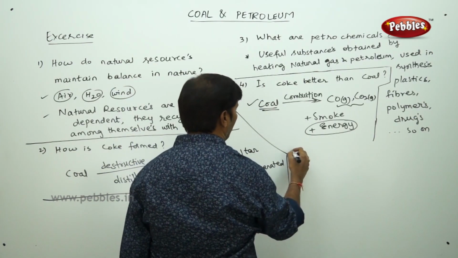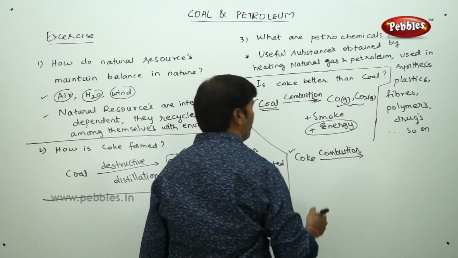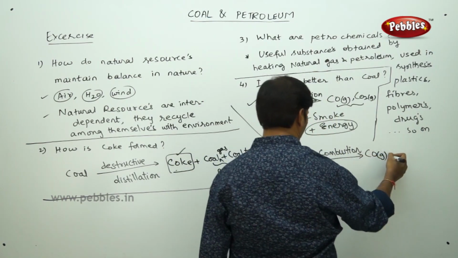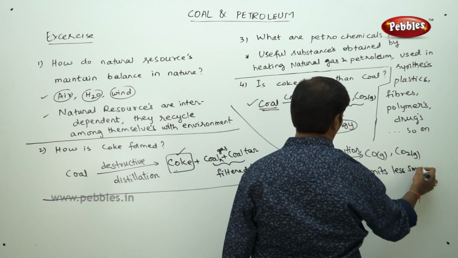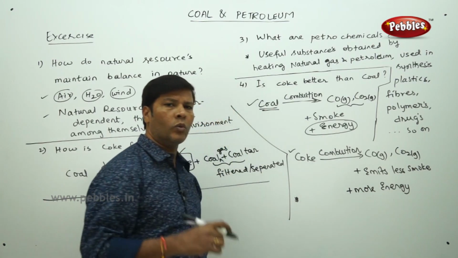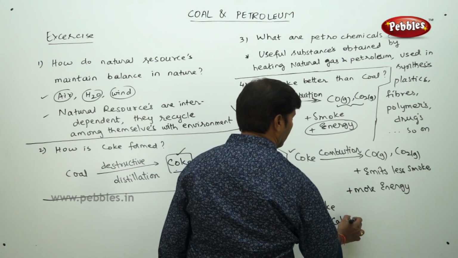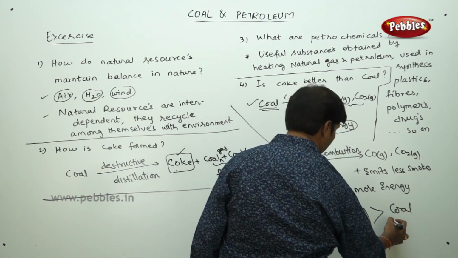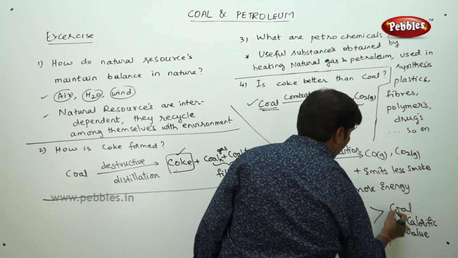Then go for coke. Upon subjecting coke to combustion, yes, this coke gives carbon monoxide gas, and of course it is going to give carbon monoxide and carbon dioxide both, but it emits less smoke and gives more energy. That means, in other words, coke has a better calorific value. Coke is a better fuel. Coke has more calorific value compared to the coal, whereas coal has less calorific value.